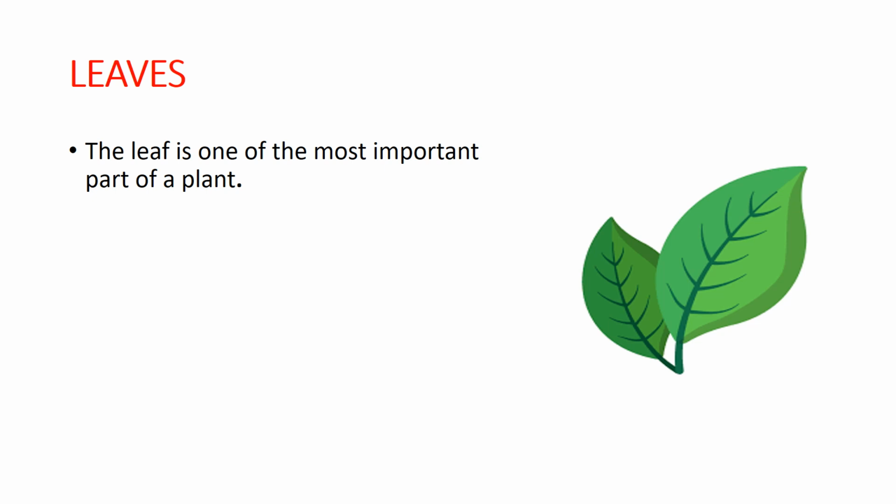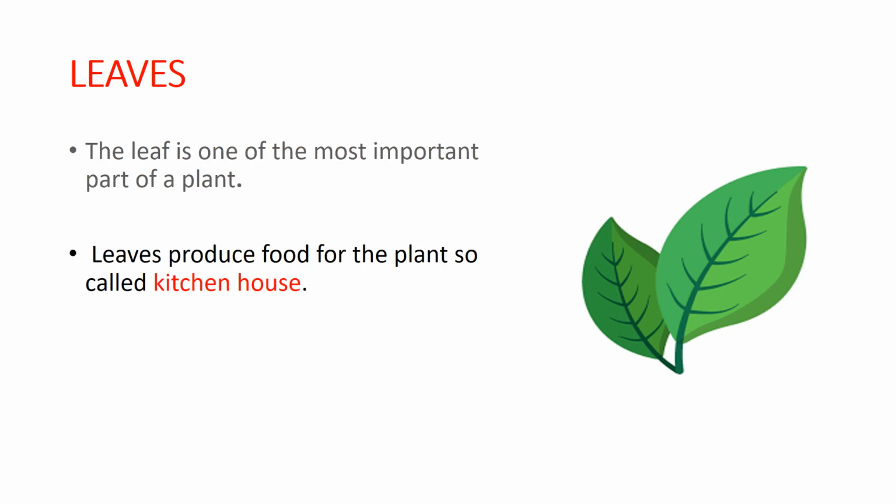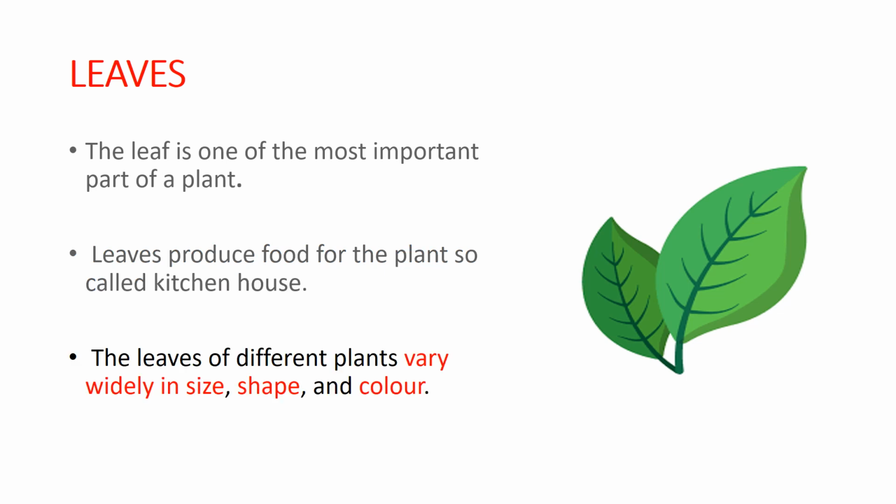The leaf is one of the most important parts of a plant. Can you guess why it is the most important part of the plant? Okay, let me tell you. Leaves produce food for the plant, so they are called the kitchen of the plant. Food is very important for us, isn't it? That's why they are the most important part of the plant. Leaves of different plants vary in size, shape and color.